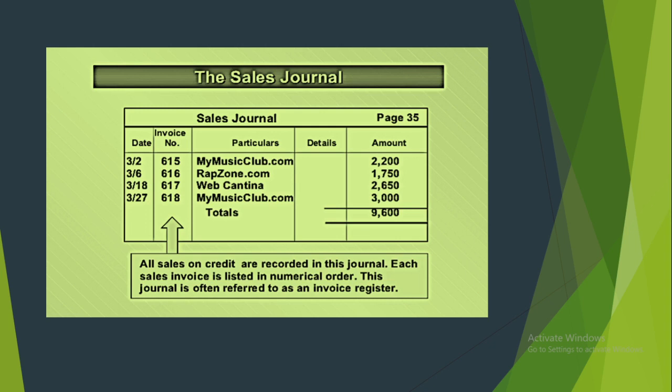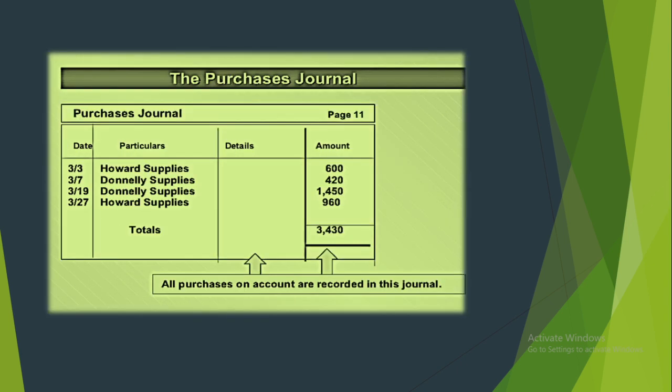So as I mentioned here, mymusicclub.com 2200, rapzone.com 1750, Web Cantina 2650 and mymusicclub.com again 3000 rupees. So the overall sales transaction is rupees 9600.